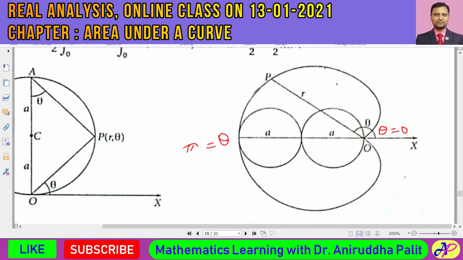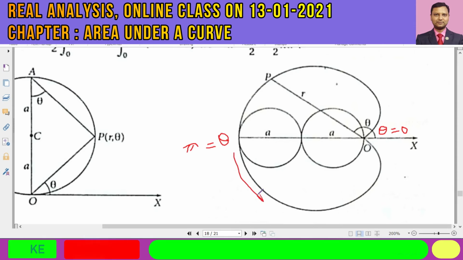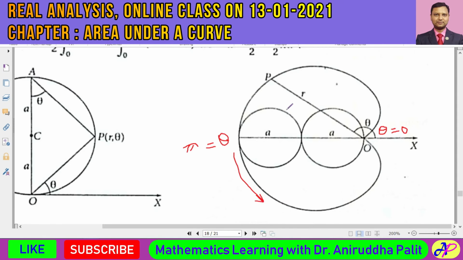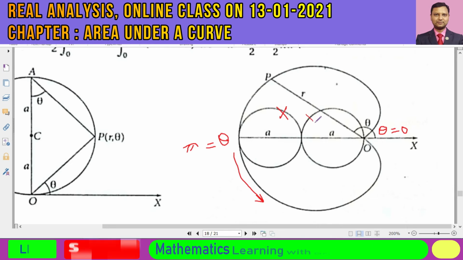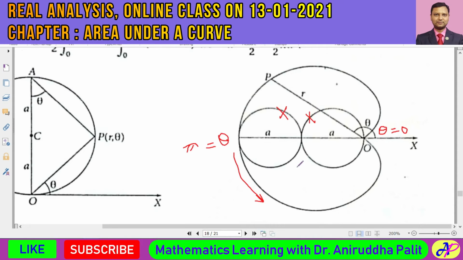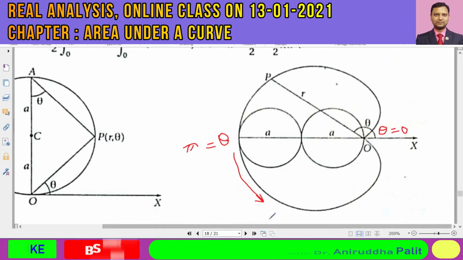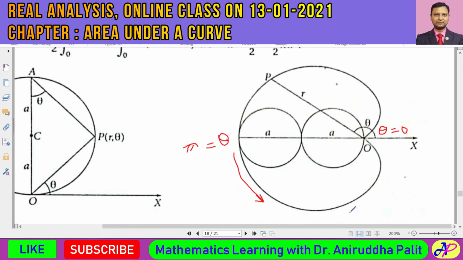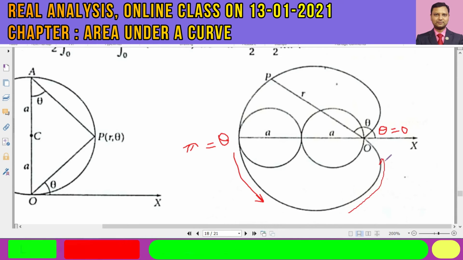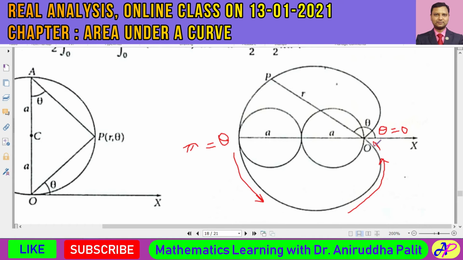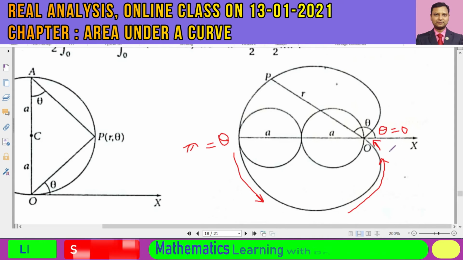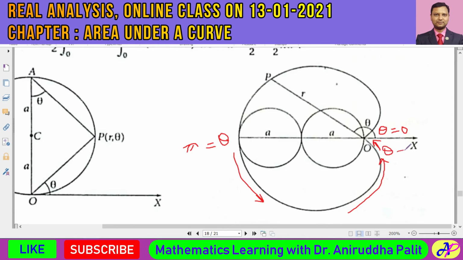All right. And again, whenever the point further moves along this curve, this is not part of the curve. These are two circles just to demonstrate some properties of this curve. This is the curve. Whenever the point P further moves along this curve, and in this zone, whenever it comes over here, and finally whenever it again touches the original first point, then theta becomes equal to twice pi. Got it?